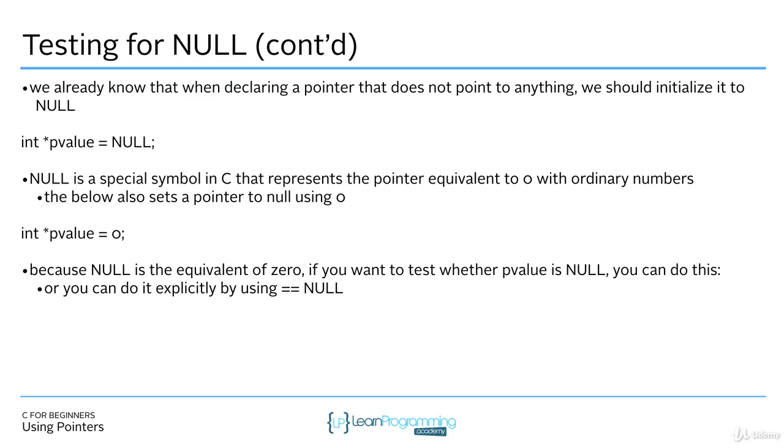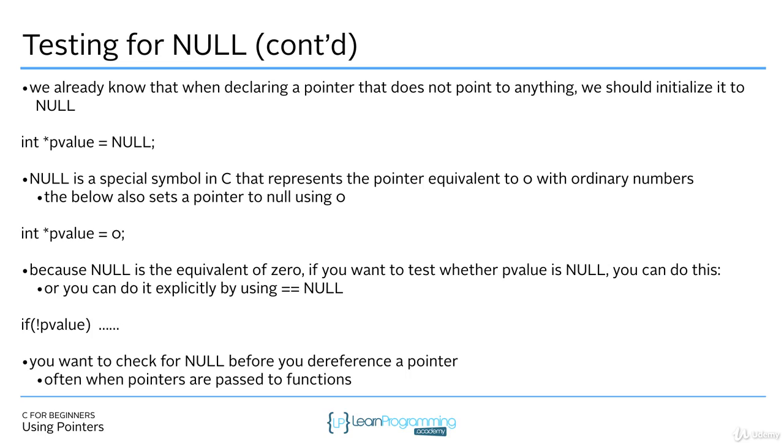Because null is the equivalent of 0, if you want to test whether the pointer is null, you can use an explicit test. You can say pointer equals null, and if pointer is equal to null, meaning it's 0, then you can actually do something. If it's not 0 or not null, it's 1, true, or any other value. That's a way to check against having crashes. You make sure before you actually try to dereference something that this will tell you whether or not it has memory allocated.